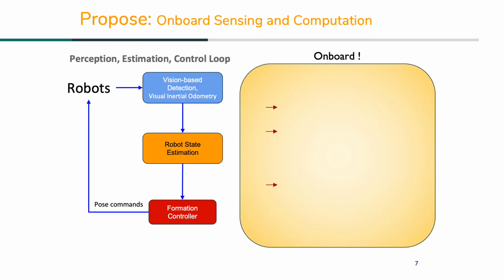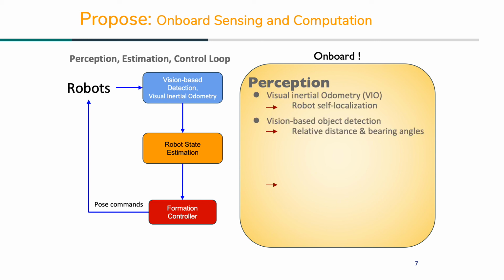To overcome the hurdles in the literature, we propose onboard sensing and computation. The idea is simple. We start with the perception modules. This provides us two key pieces of information: VIO and vision-based object detection. One can provide us the robot self-localization, and the other can provide us the relative distance and bearing angles with respect to other robots.